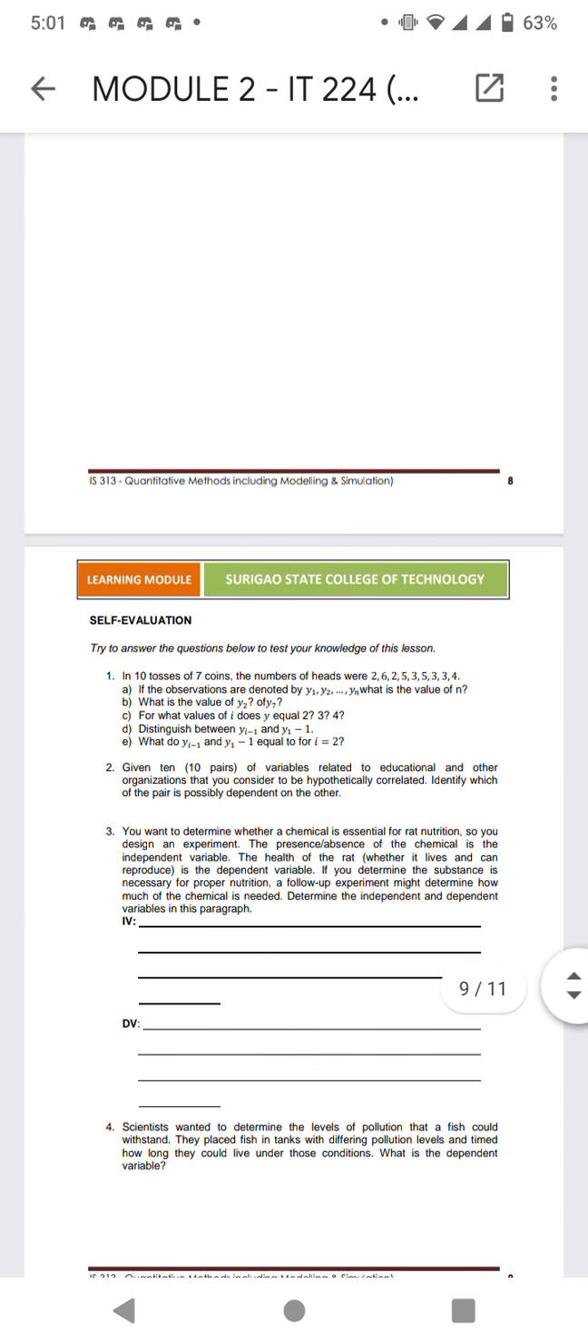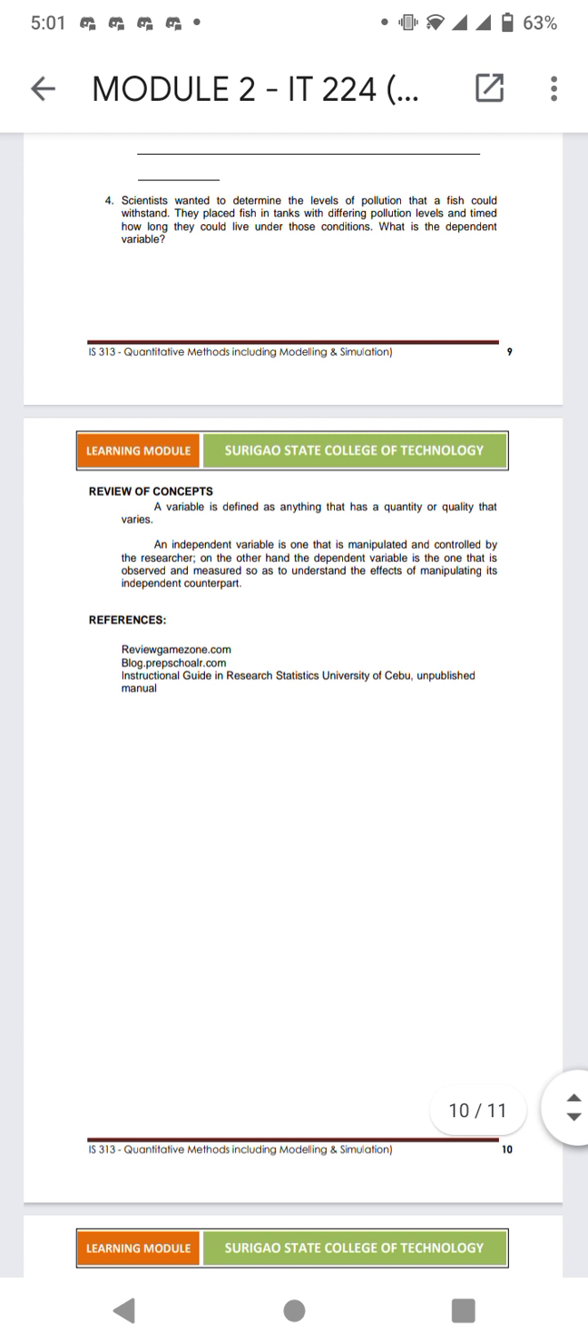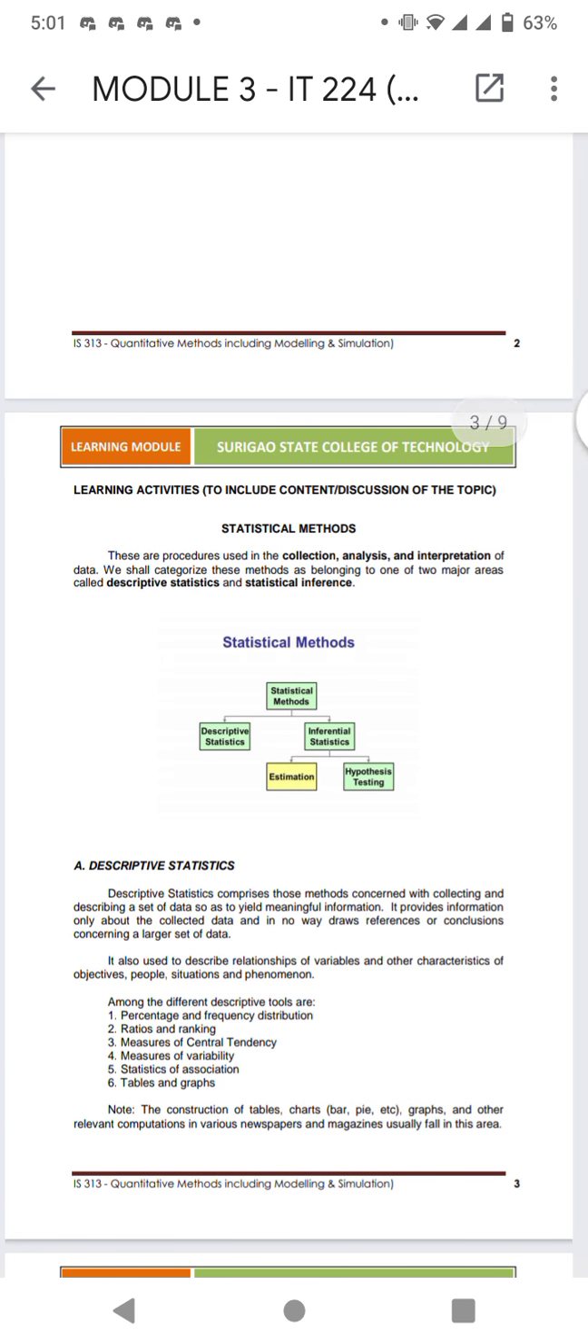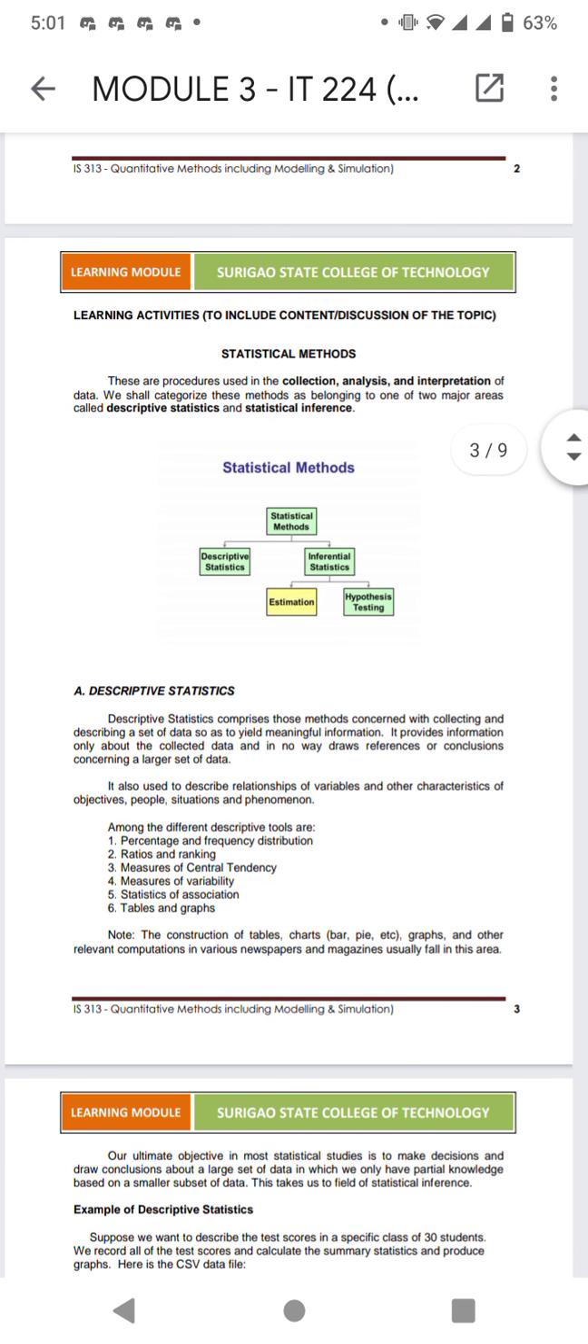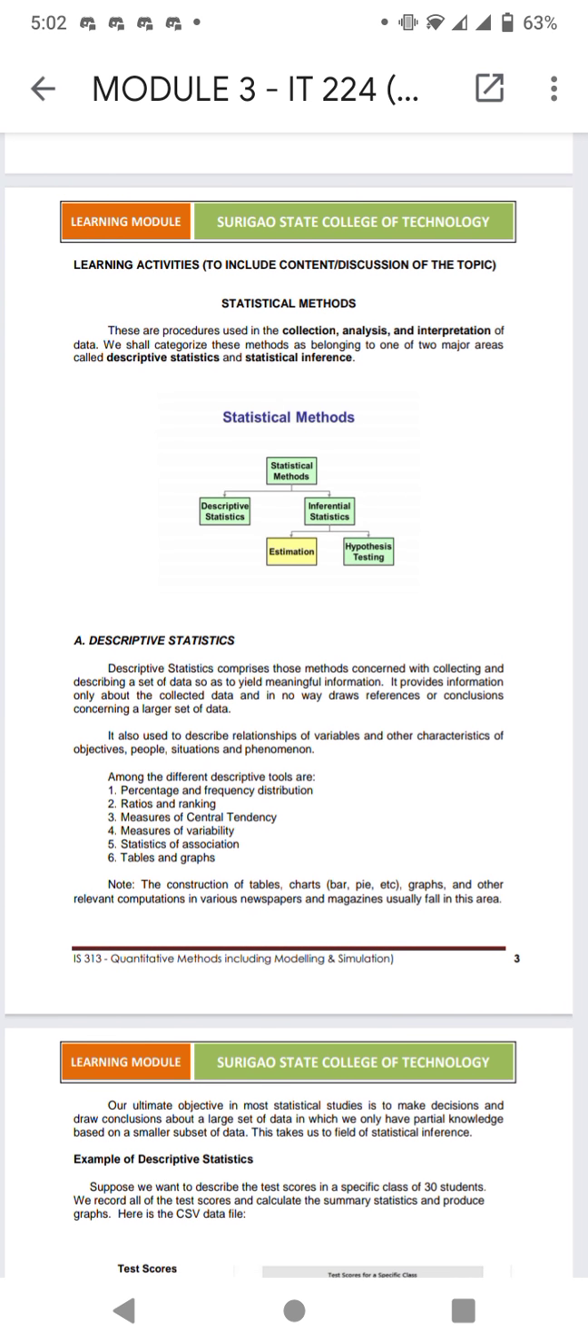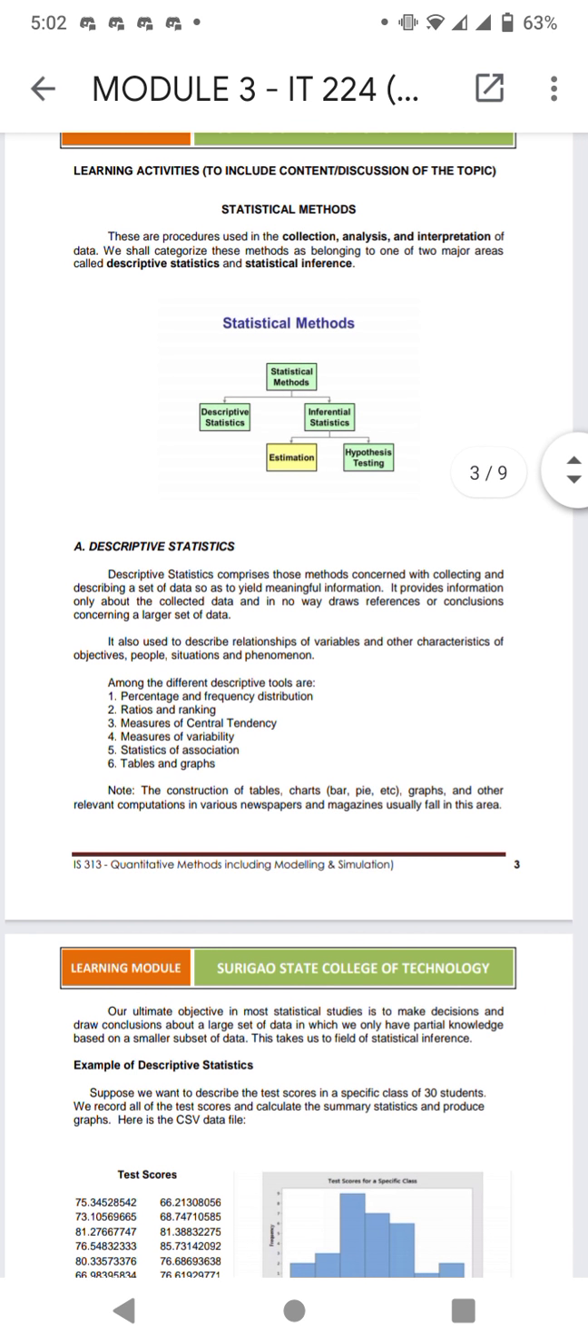So that's all for module 2. For module 3, we have statistical methods. These are the procedures that are used in the collection, analysis, and interpretation of data. These statistical methods are divided into two: descriptive statistics, and inferential statistics, which involves estimation and hypothesis testing.